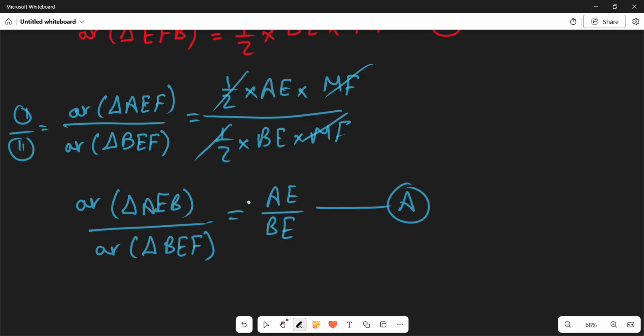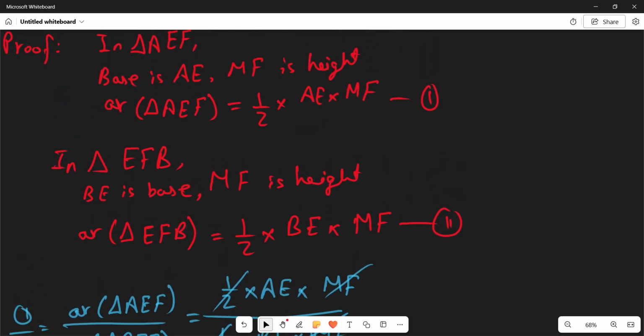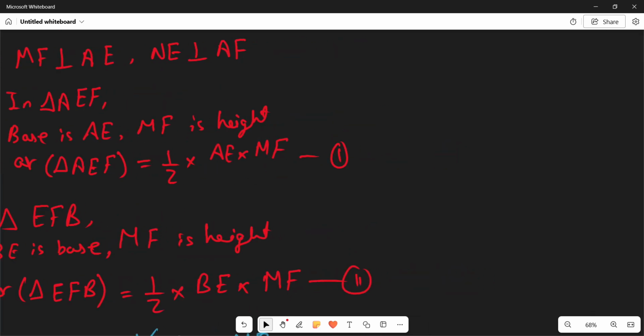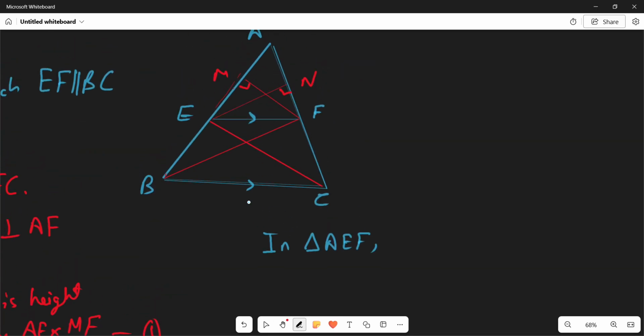Now the same thing, the way I made this equation and the ratio, the same thing I'm going to do with the other side of the triangle. Right now I did it with side AB, now I'll do it with side AC. So again in triangle AEF, this time AF is the base. So what will be the height? The perpendicular to AF will be the height. EN is the height.